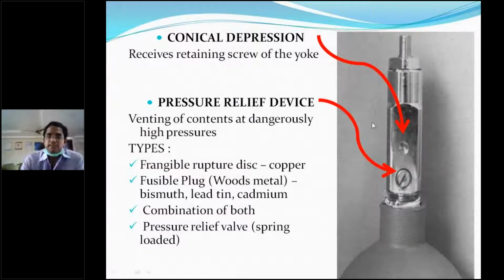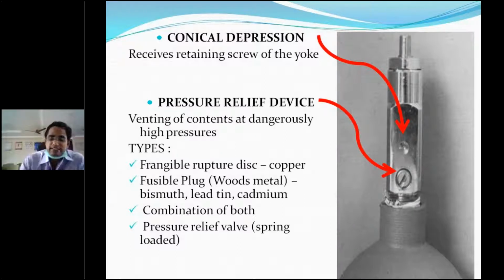Again, at the stem of the cylinder, you have these two depressions. One is the conical depression and the other is the pressure relief valve. Everyone has a pressure cooker in which we cook rice in our homes, right? For the rice cooker, you have a whistle, which blows when the pressure is more, in order to relieve the pressure. This pressure relief device functions in exactly the same way. It is used to vent dangerously high pressures. And this conical depression fits into the anesthetic machine. I'll be telling you in the next slides.